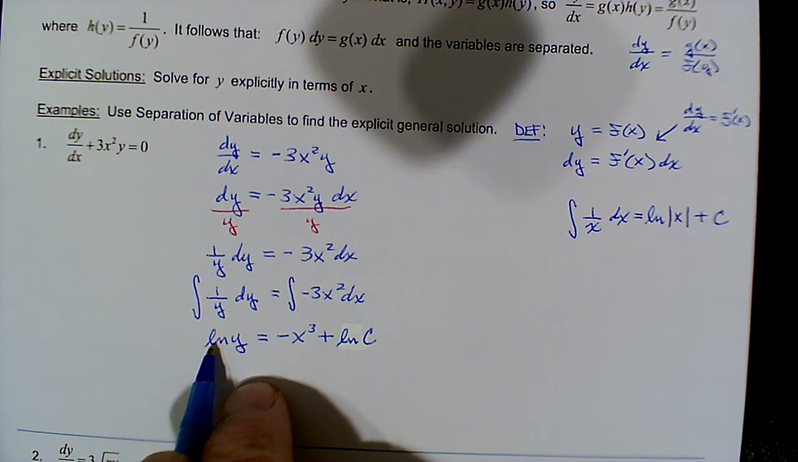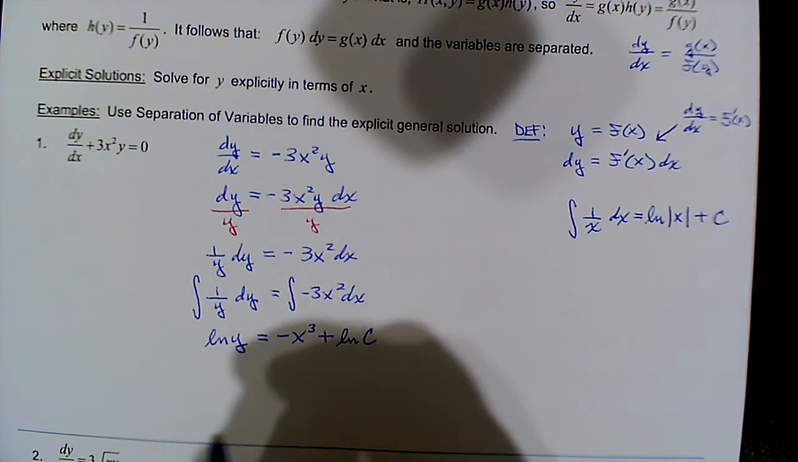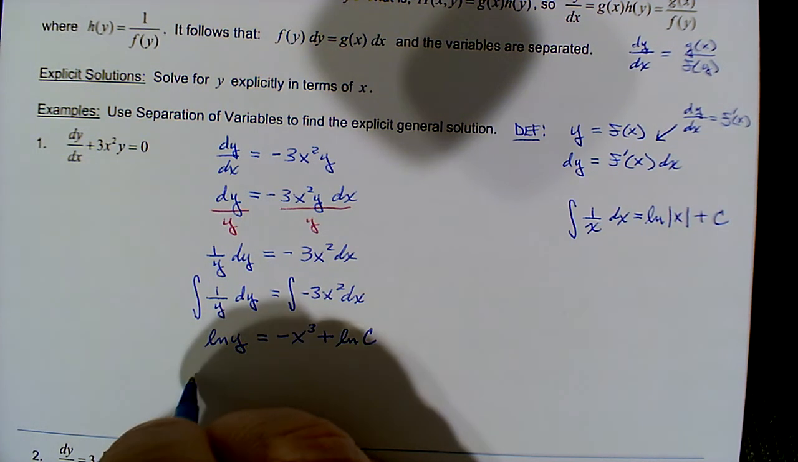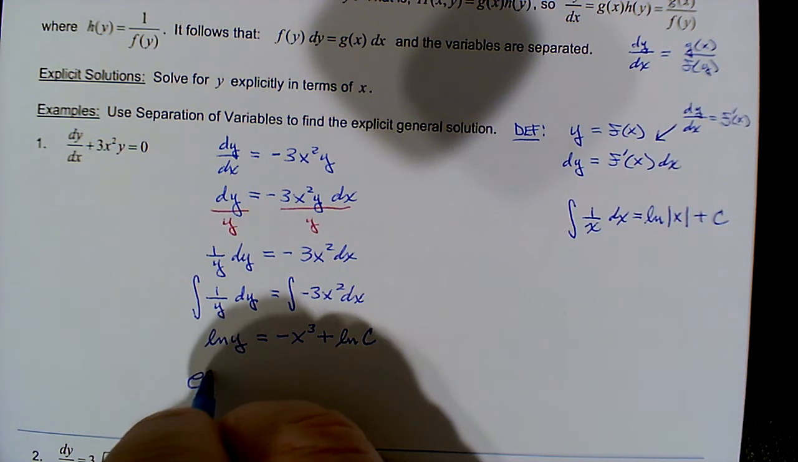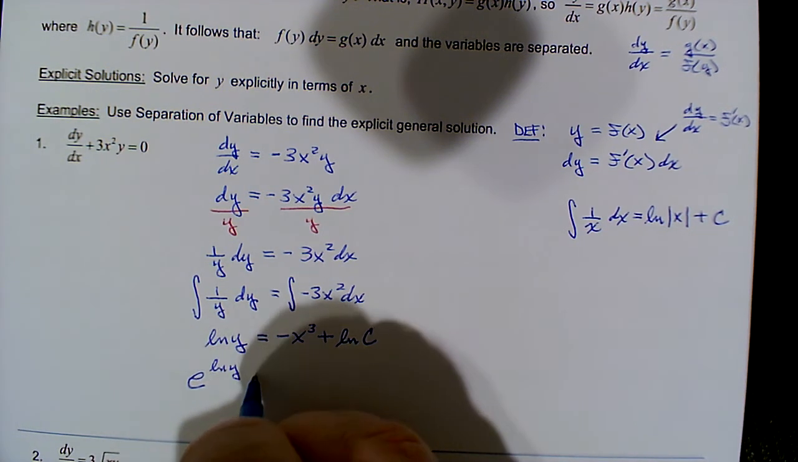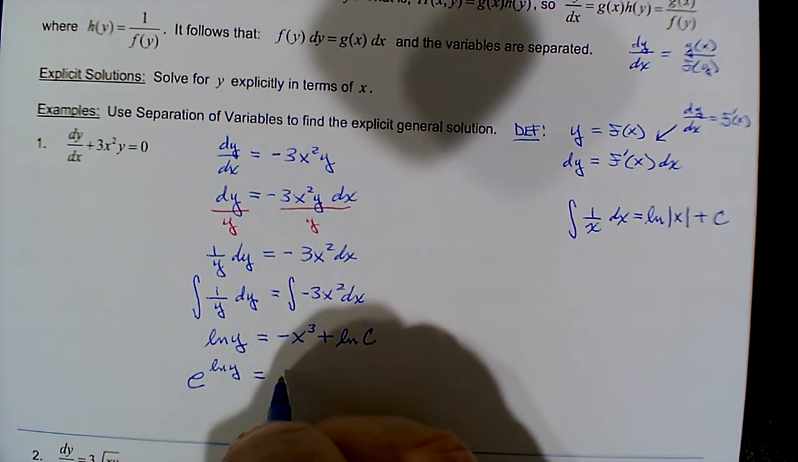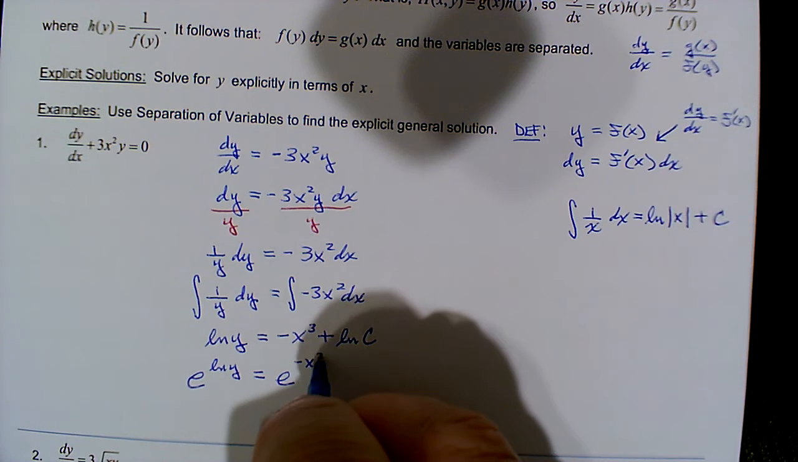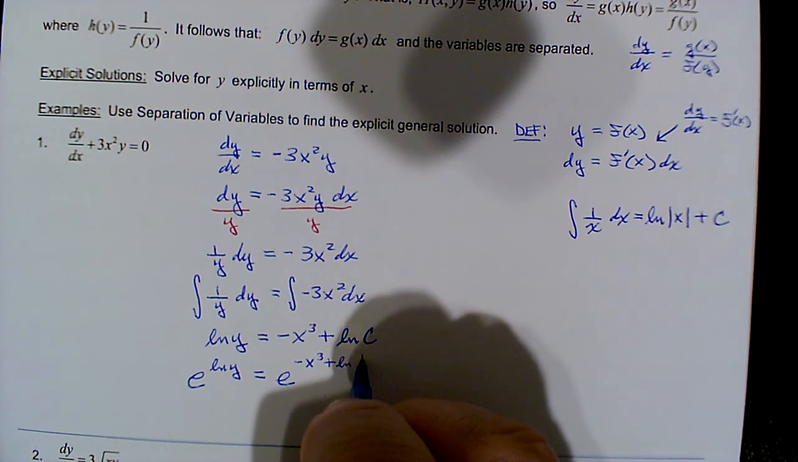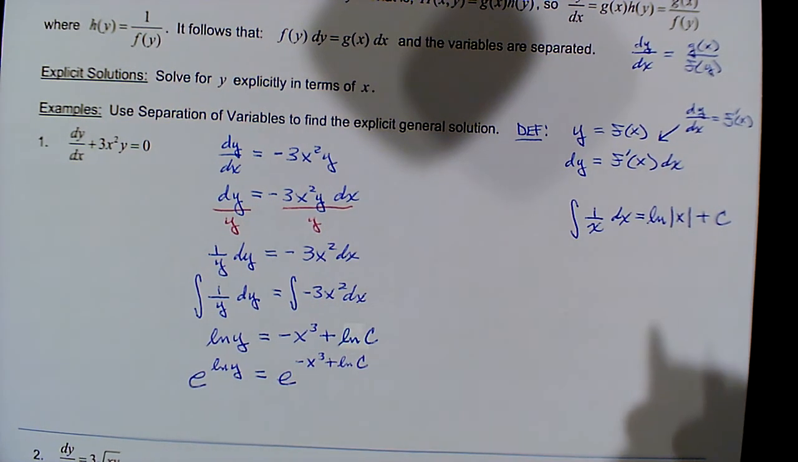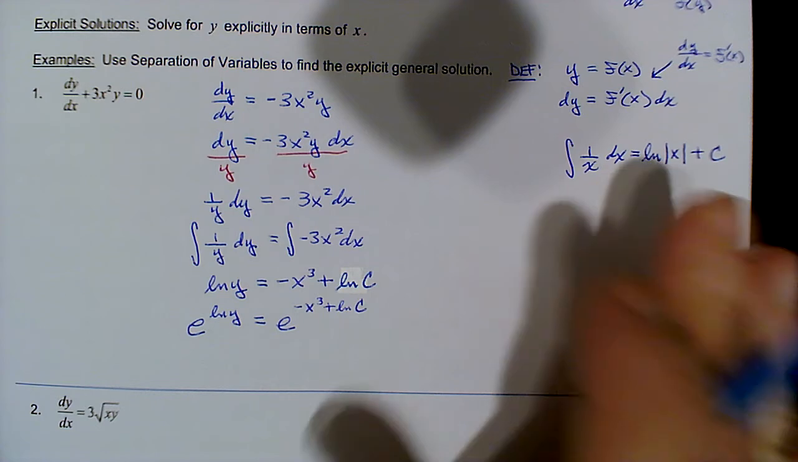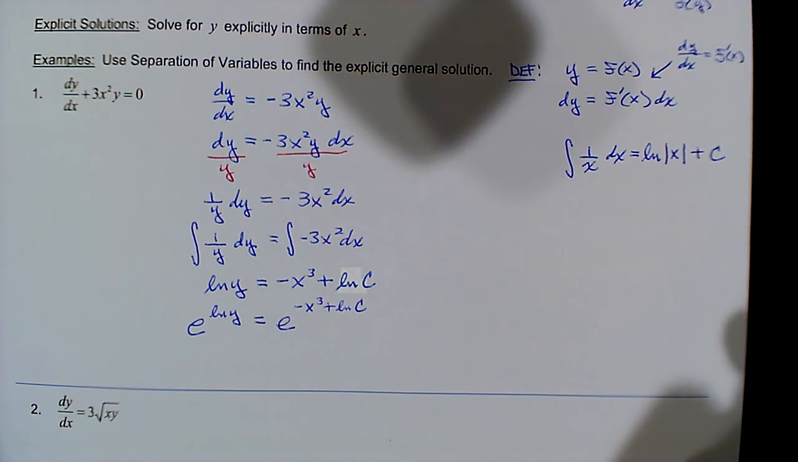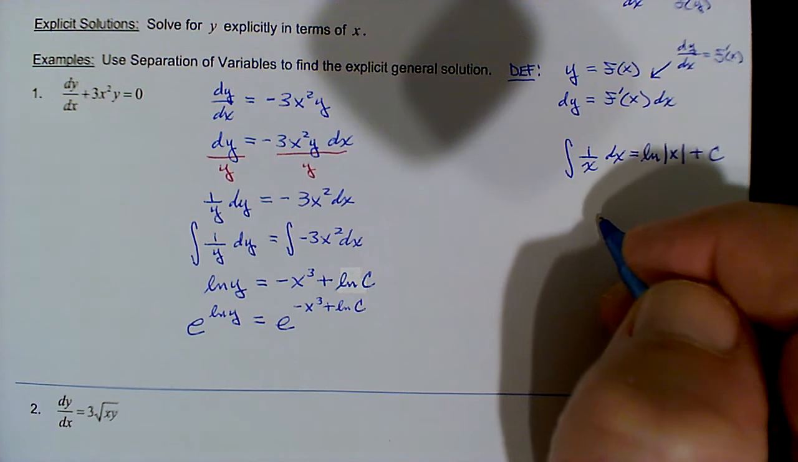So we'll take e to the natural log of y equaling e to the negative x cubed plus the natural log of c. This is what I sometimes refer to as Eulerizing, because e is for Euler, of course. And then we have our inverse property that e to the natural log of x is equal to x. And so e to the natural log of y is just y.